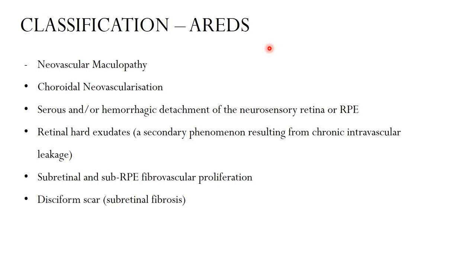Okay, so neovascular, another classification that can be given, is the choroidal neovascularization, then the serous and hemorrhagic detachment of the neurosensory retina, then retinal hard exudates would be seen in case of a neovascular maculopathy, then subretinal and sub-RPE fibrovascular proliferation will be seen, and then there would be a disciform scar which is a fibrosis. So these are the characteristics of neovascular maculopathy.